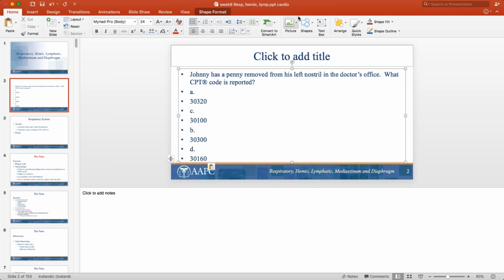Johnny has a penny removed from his left nostril, right? So we already know what the body part is. And if he has a penny, it does not belong there, right? So that's going to be considered what? Foreign body? See how easy this is? So Johnny has a penny removed from his left nostril in the doctor's office. What's the CPT code? We already know what page we should be on. Starting with what? 30? We're getting the hang of this. Starting with 30.